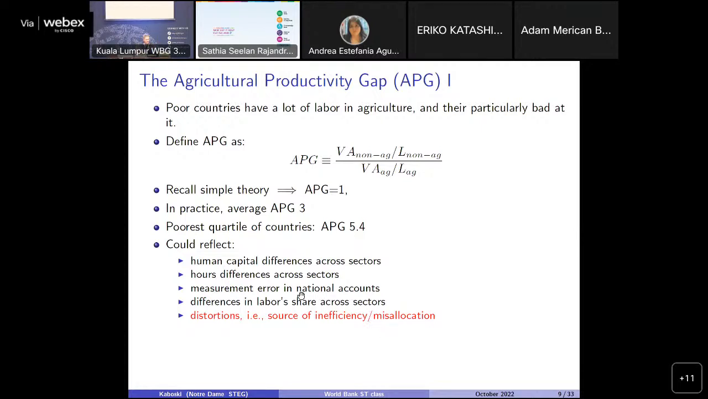And finally, and this is the real reason that this is a topic of great interest, it could reflect distortions, some source of inefficiency and misallocation. So again, the process that I'm proposing is that you measure this wedge. It's kind of like a diagnostic. And then you have to try to think about what could be the underlying thing that's really driving this black box wedge. What types of policies or frictions or market failures could this reflect? That's why people are interested. Because if this really means that if I take a worker from agriculture and move them to non-agriculture, and their productivity increases by 5.4, the potential aggregate gains and distributional gains of moving workers could be huge.